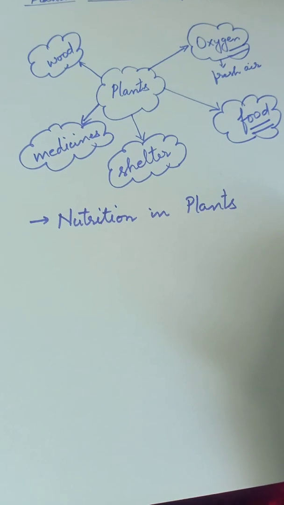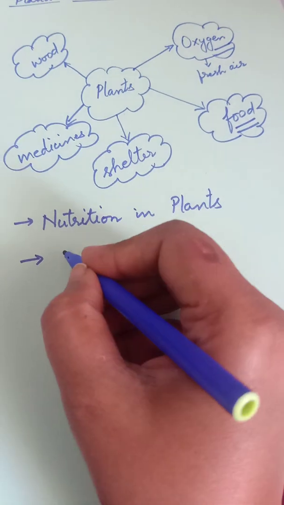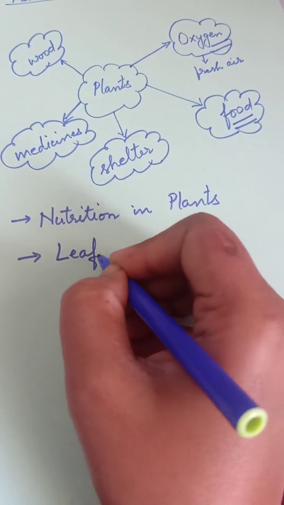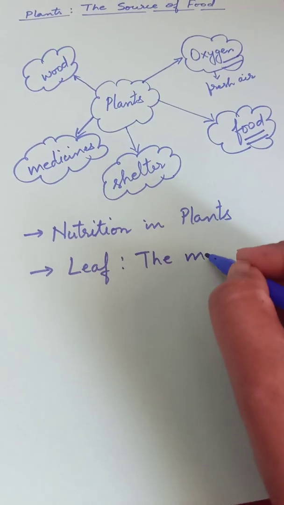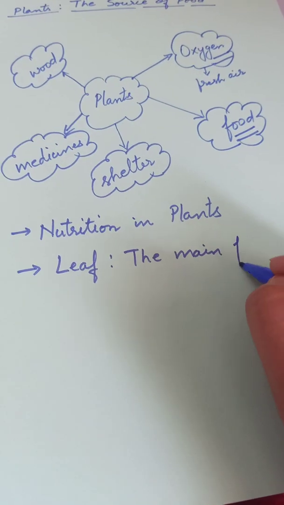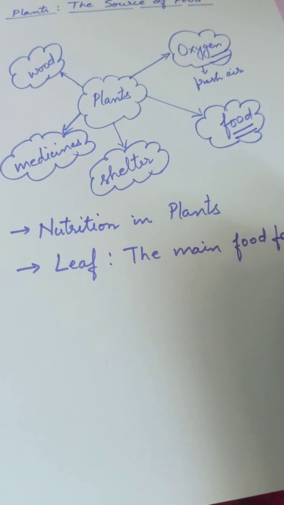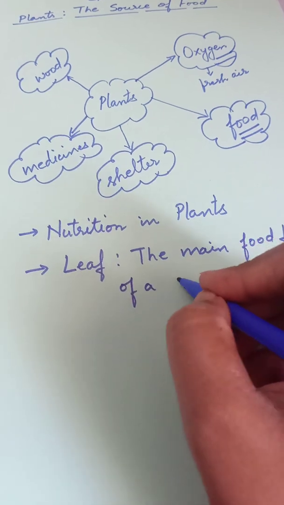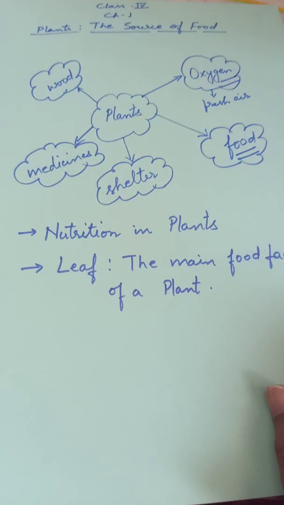So for that, we need to start studying about the main food factory of the plant, which is, yes, you have learned in class 3rd, the leaf. The main food factory of a plant. Right? So till here, have you understood?